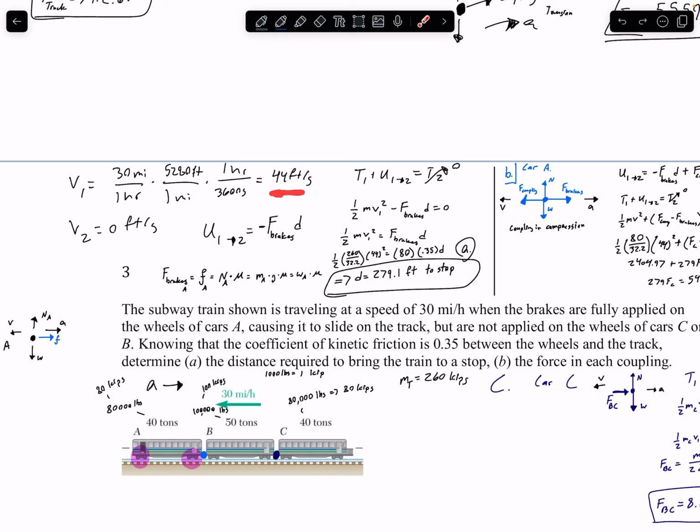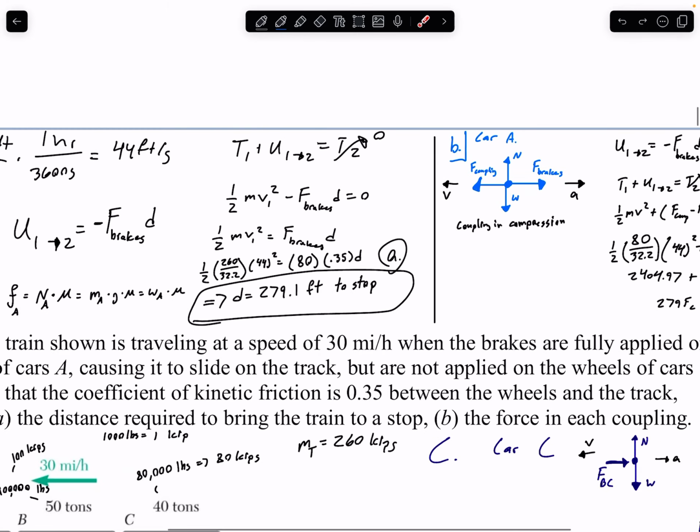First we gotta do a little unit conversion. Final velocity is equal to 0. 30 miles an hour is 44 feet per second. The end velocity again is 0, so that means the energy is 0 at the end, so work has to be going out of the system. And we know that work out of the system is the force of the brakes times the distance.